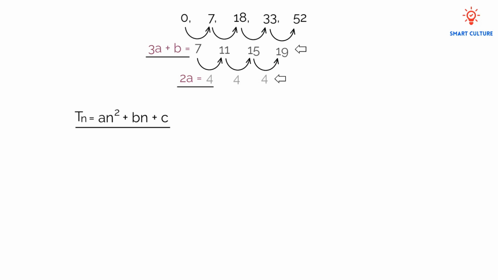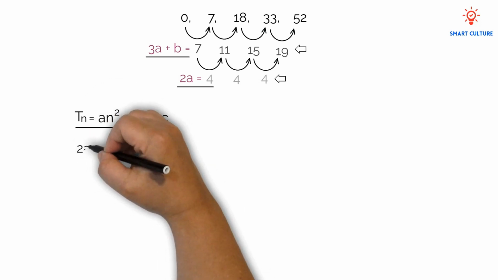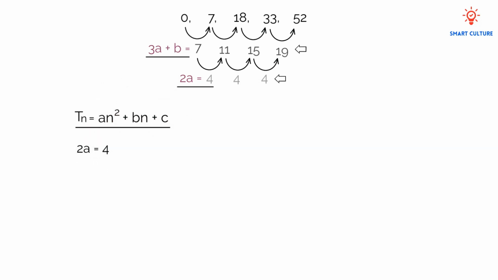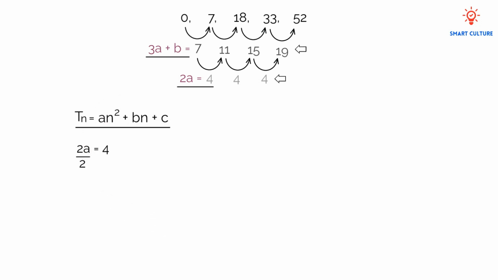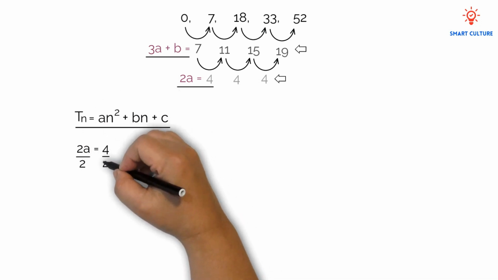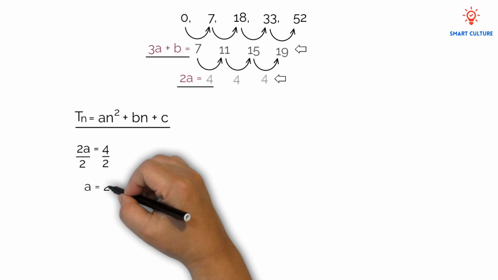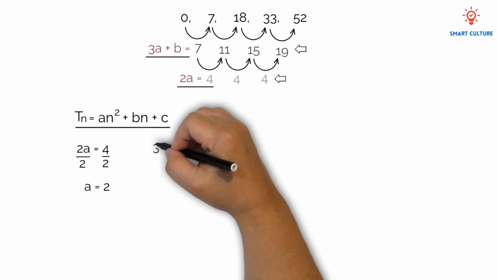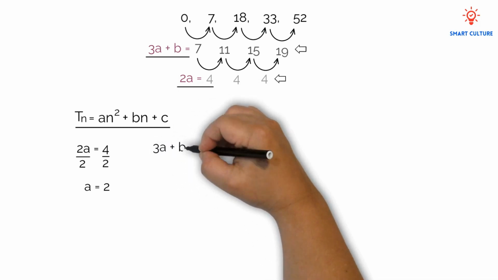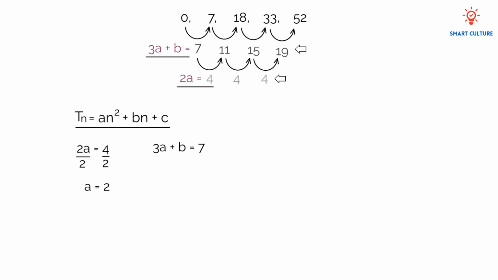So first we'll take a look at the line of second differences, and now we want to determine the value for a. 2a is equal to 4. We want to solve for a, so we divide both sides by 2. That means a is equal to 2. Now we take this value of a and we use it when we move on to the line of first differences. So here we have 3a plus b is equal to 7, and we know that the value for a is equal to 2. We've determined it previously.